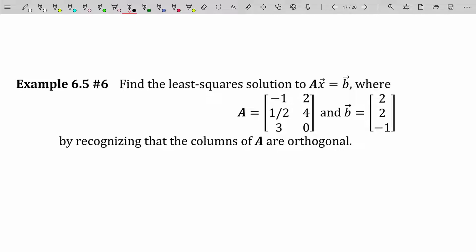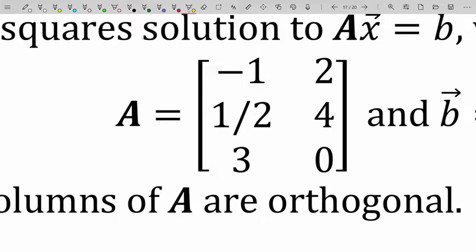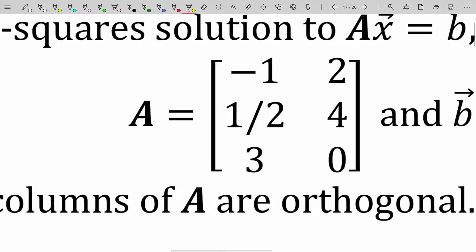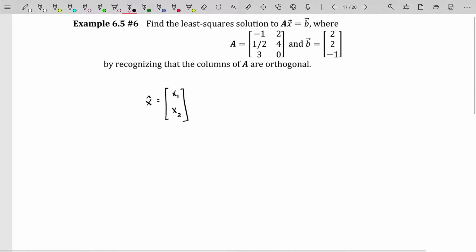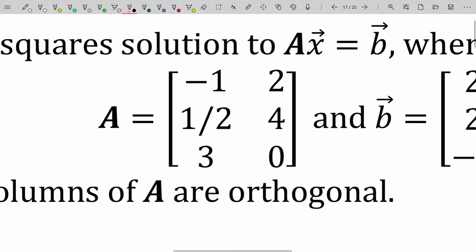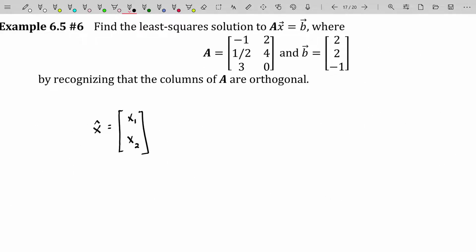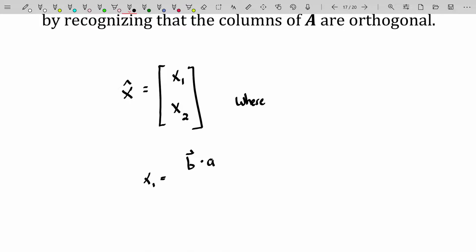But now we can look very quickly and note that the dot product of the two column vectors here is -2 plus 2 plus 0, or 0. That is, the columns of A are orthogonal, which means we can use that beautiful formula that we just wrote down. So x hat is (x1, x2), because the matrix A is a 3 by 2, where x1 is b dotted with the first column of A divided by the first column of A dotted with itself.